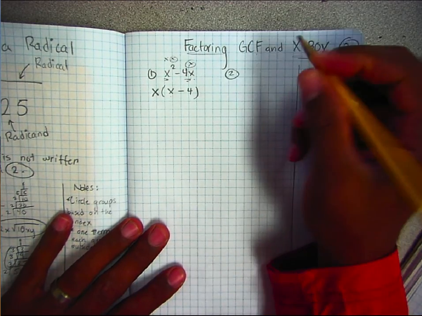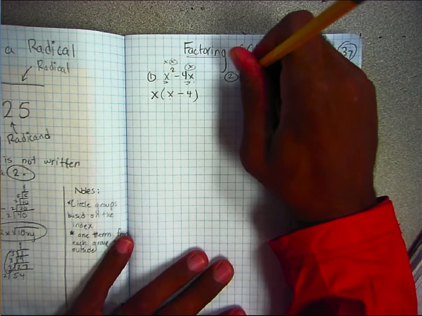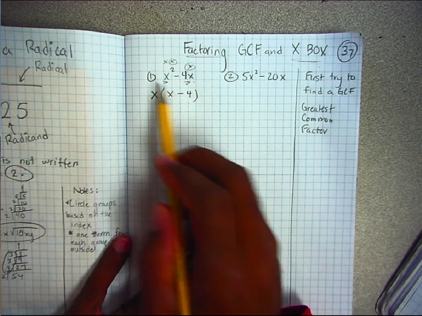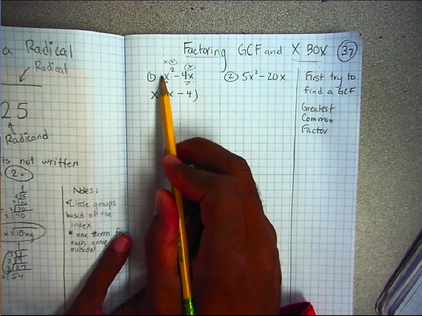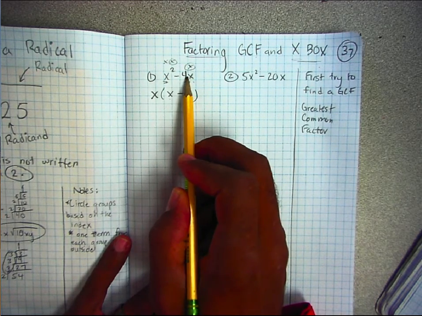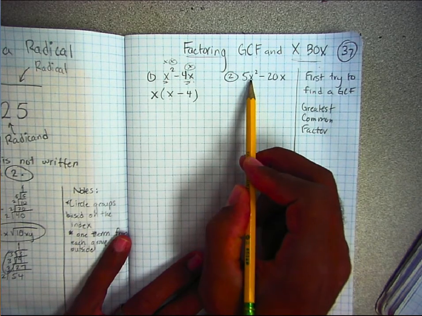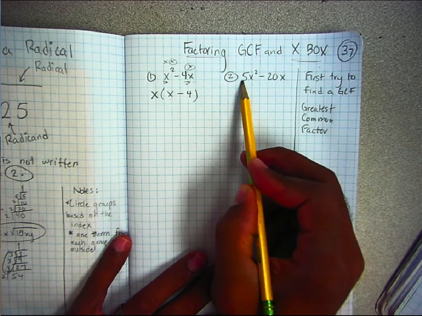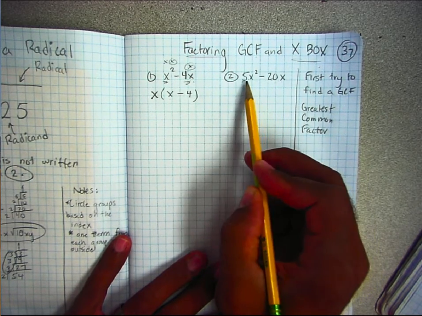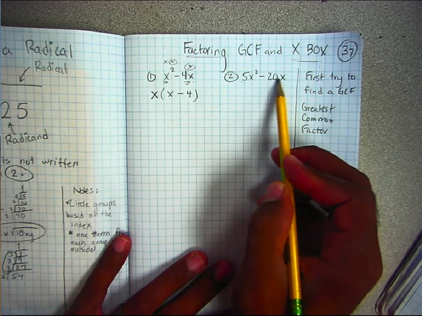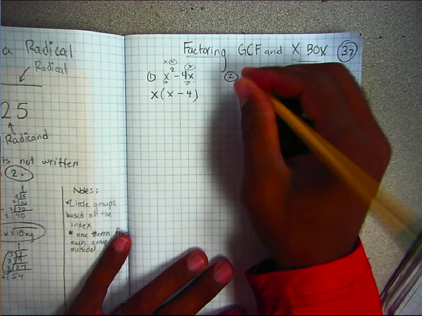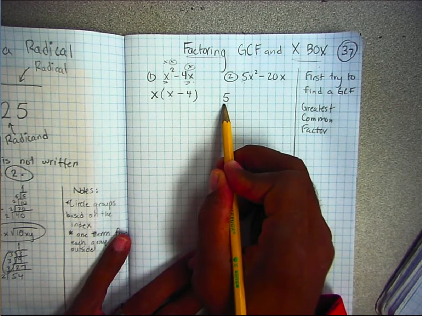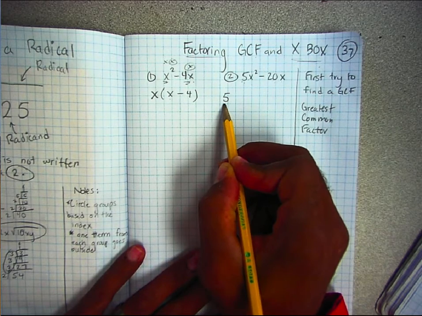Now number 2, let's say I've got 5x squared minus 20x. Here there was no coefficient except for 1, so there's nothing really in common with 1 and 4, but here I notice that we have a 5 and a 20. So I'm going to start with the coefficient and say, what's the greatest common factor between 5 and 20? Well, 5 will divide into 5, and 5 will also divide into 20. So I can divide out 5. That's the greatest common factor. Remember, you're looking for the biggest number to divide.